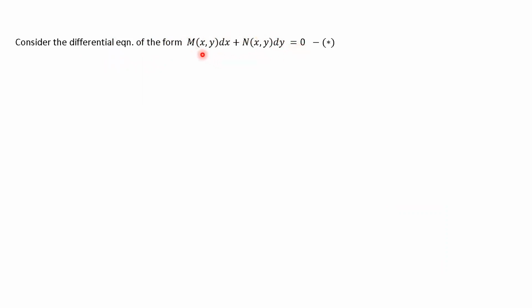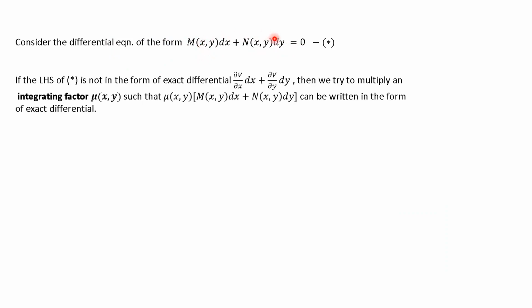So we have considered this form, right? When we talk about the so-called exact equation, remember that this can be solved if M can be written as the partial derivative of v with respect to x, and N can be written as the partial derivative of v with respect to y. If it is in this form, then it is the so-called exact equation, and we knew how to solve it.